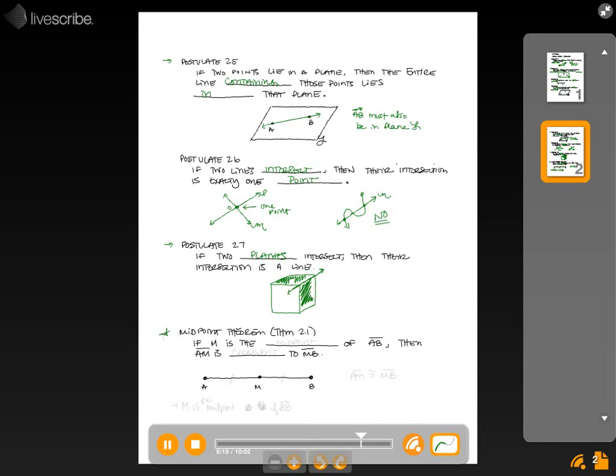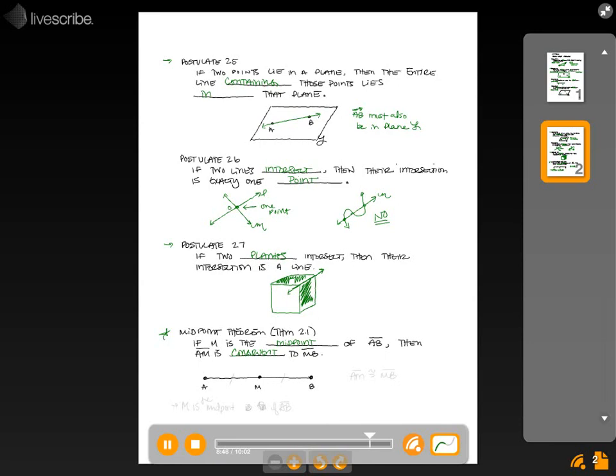Okay, the last one, and this one's different, so make sure you find a different spot for it on your theorem and postulate sheet. This is the midpoint theorem, which is theorem 2.1. So located on your sheet, go find your theorems. It's the first theorem. It says, if M is the midpoint of line segment AB, then line segment AM is congruent to line segment MB.